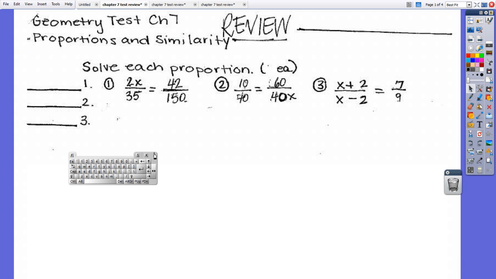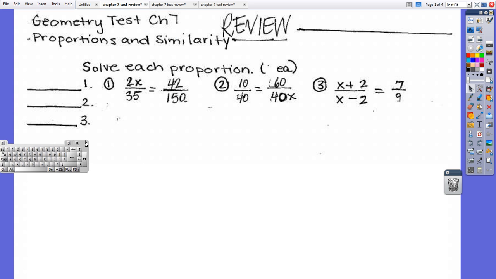Okay, class, this is the beginning of your test review. I am working out these problems to show you how to work the ones on your test. I would like you to check this and make sure that you have all of the answers on your test review correct. That way you can know what to do when it comes time for your test.